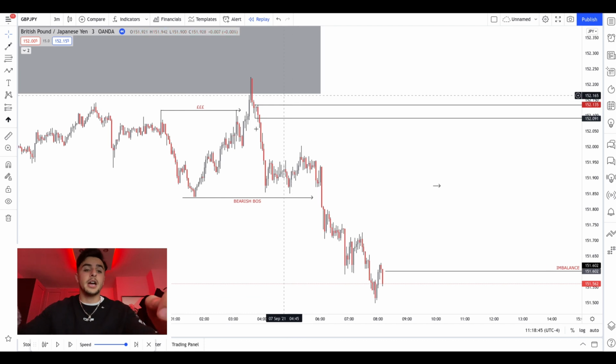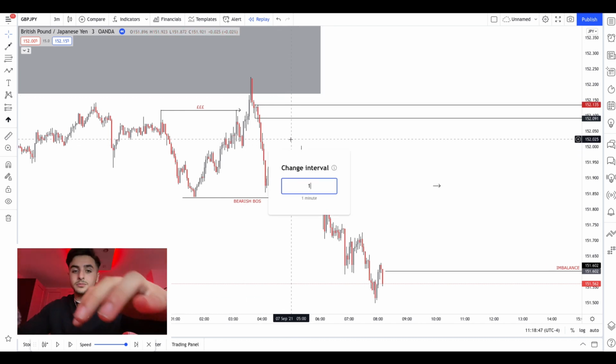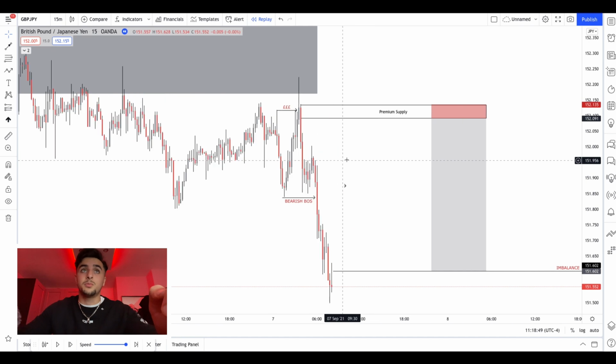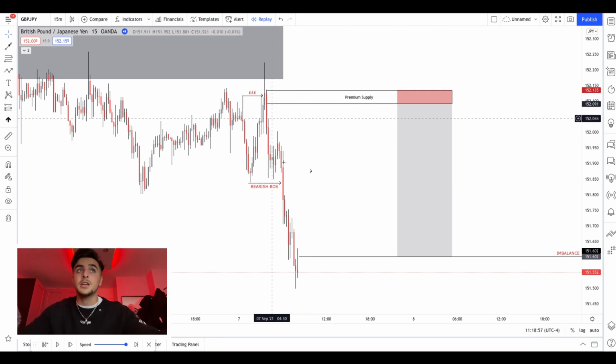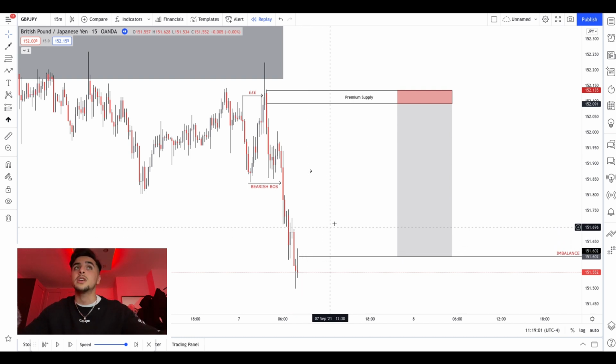Okay, and now let's go to the higher time frame and wait for price to pull back. Now, why did we expect price to pull back? Remember, the task of the retracement is to fill in any inefficiency. And what do we have right here? Inefficiency. What's right here? Inefficiency. Price must pull back to fill that all in.